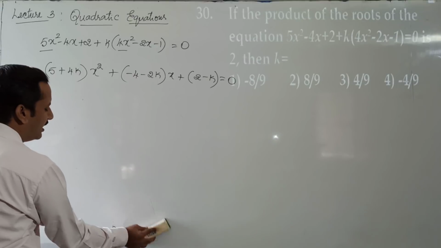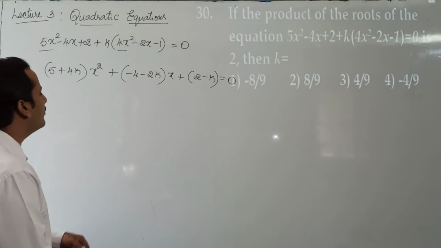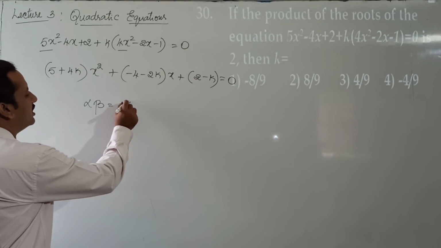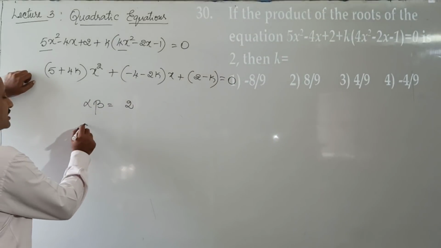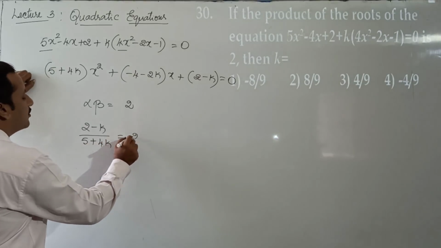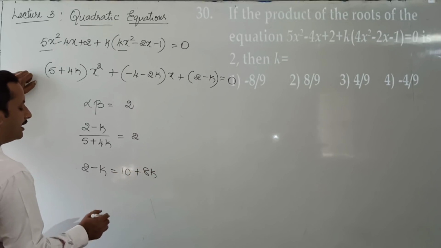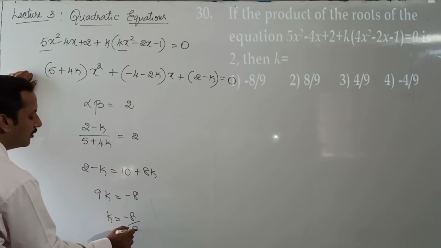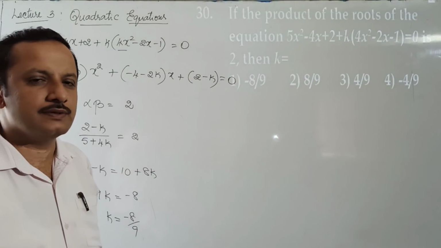You bring it to the standard form ax square plus bx plus c equal to 0. After that, product of the roots is alpha into beta, that is equal to how much they have given? 2. Alpha beta is 2. C by a is equal to 2. C is 2 minus k, a is 5 plus 4k, that's equal to 2. So 2 minus k is equal to 10 plus 8k. So you get 9k is equal to minus 8, k is equal to minus 8 by 9. Minus 8 by 9, which is the first option.